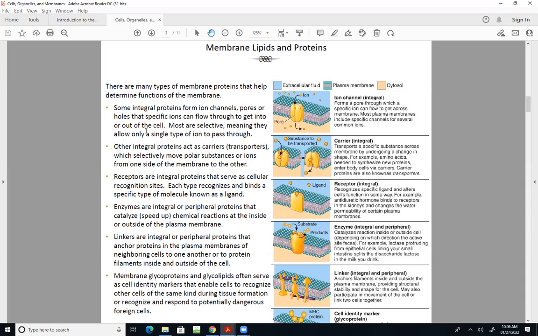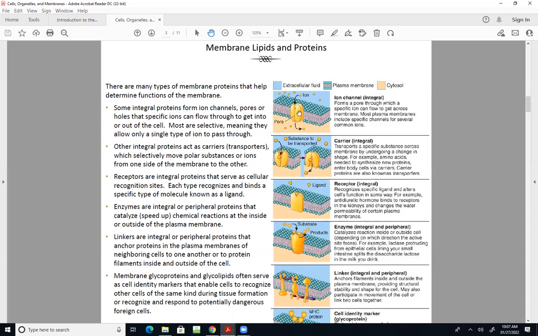Once again, using the room that you're in as an analogy, pretend that the room you're in is a cell, and you were able to come in or out of the room thanks to a doorway. That's what ion channels, pores, or holes, I usually call them channels, allow for. Now most of these are selective, meaning that they only allow a single type of ion to pass through.